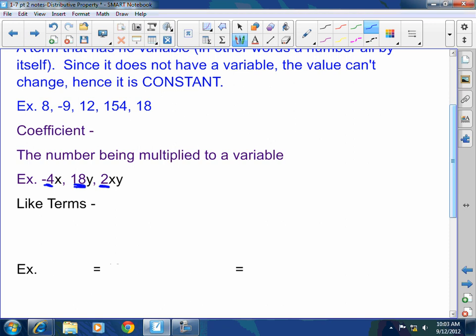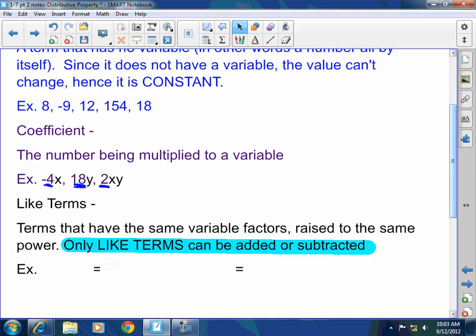Now, like terms. Like terms are terms that have the same variable factors raised to the same power. Only like terms can be added or subtracted. For example, 8x's plus 2x's, do they have the same variable x? Are they raised to the same power? Yes, there's an invisible 1 on both, right? So you can combine those, which equals 10x.